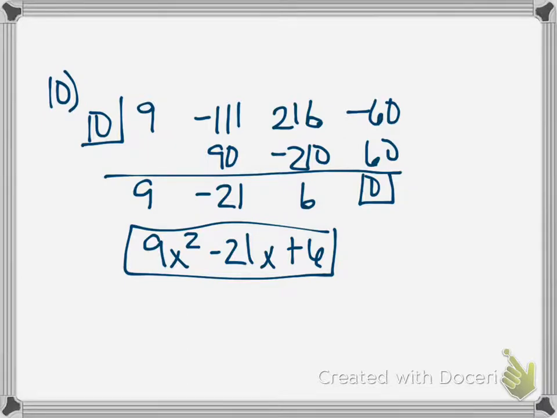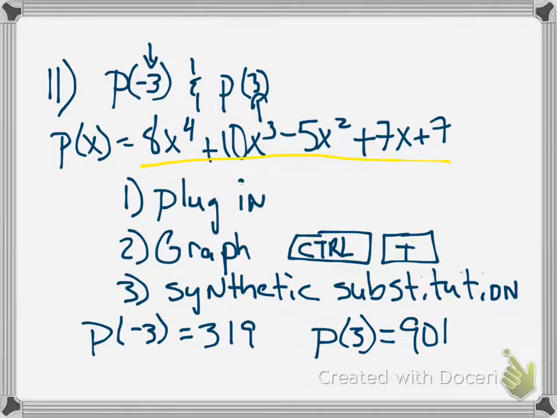Number 11. Let's look at that. So what I have here is 3 different ways you can do this problem. The first way is to simply plug in negative 3 and positive 3 into all the x's and come up with 2 separate answers. And you can see here are the answers, right down here at the bottom. The second way is on the calculator. Graph this function right here, and then you'll press Control T. And from there, you will get a table.